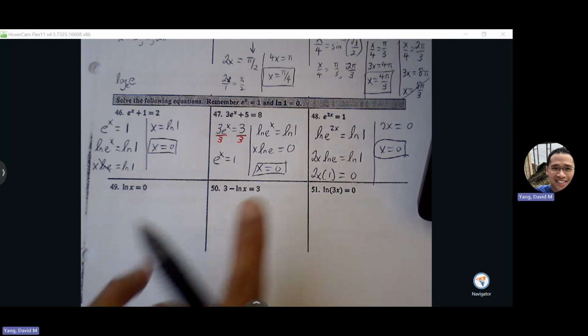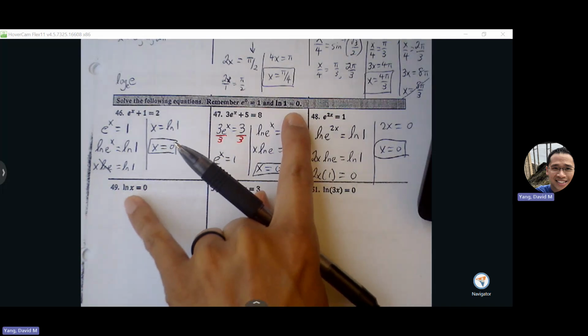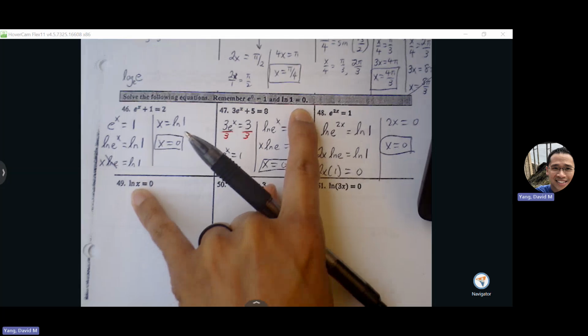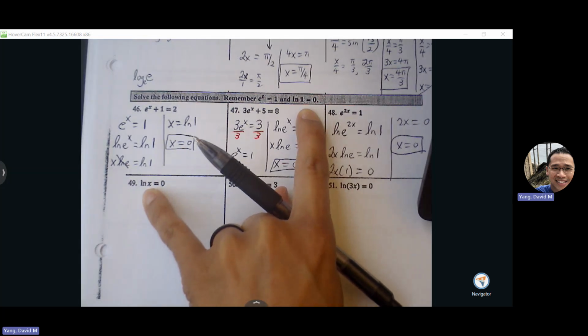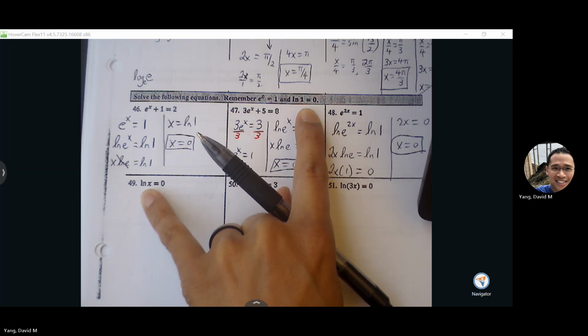49, we can work backwards. We know that natural log of 1 is equal to 0, so we can work backwards and realize, okay, what x value will allow this to be 0? Natural log of 1 is equal to 0, so x equals 1.